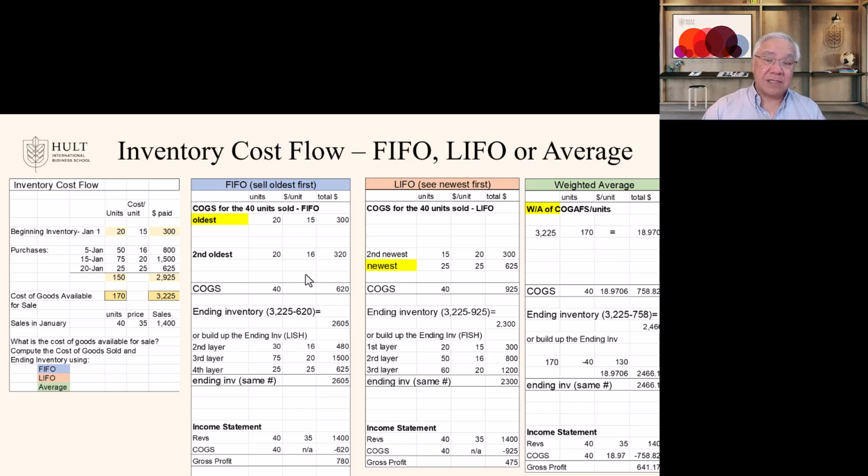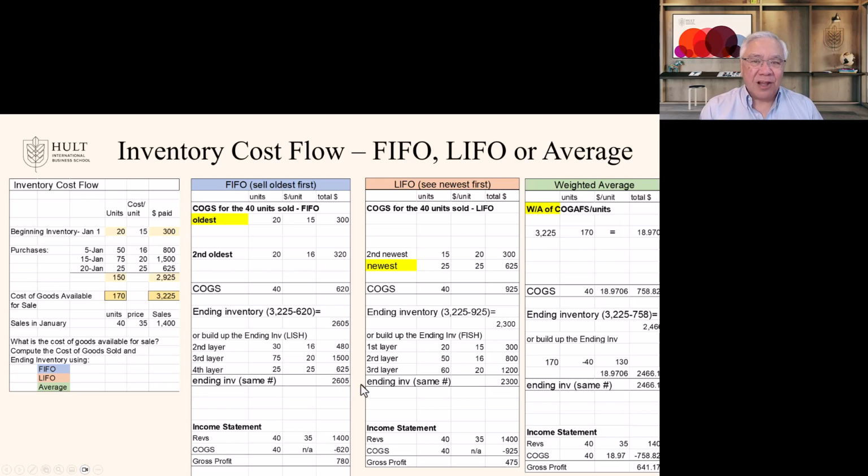We can go work backwards now. What's ending inventory? Well, how much of the first layer is around? None. It's gone. How much of the second layer is here? Well, we still have 30 at 16 is 480. How much of the third layer is here? All of it. 75 times 20 is 1500. How many of the fourth layer are still here? Answer, 25, and 25 times 25 is 625. Add those together, we have 2605.